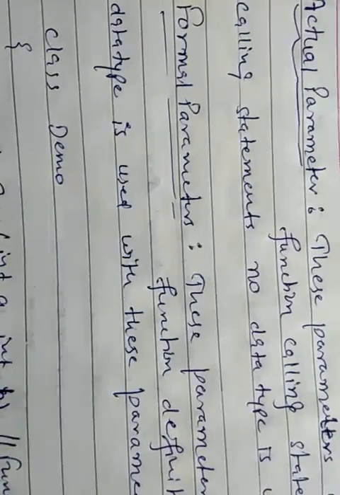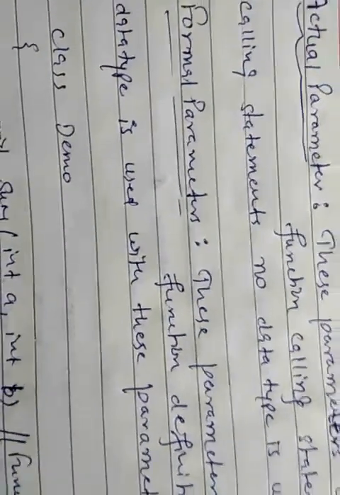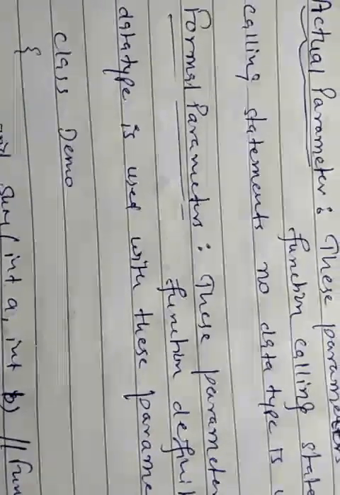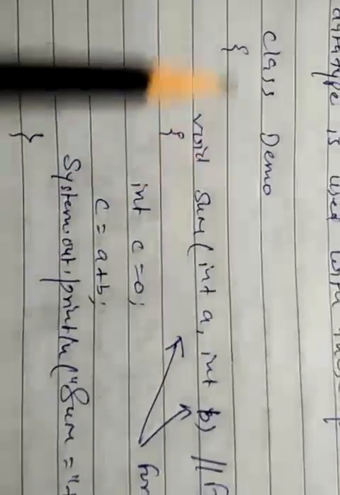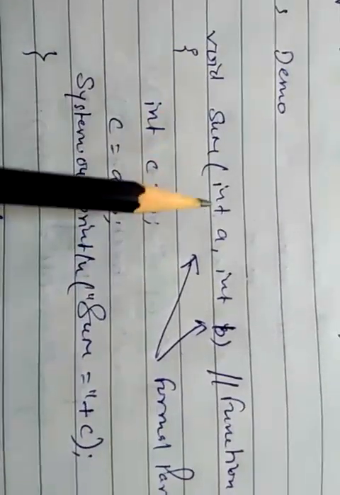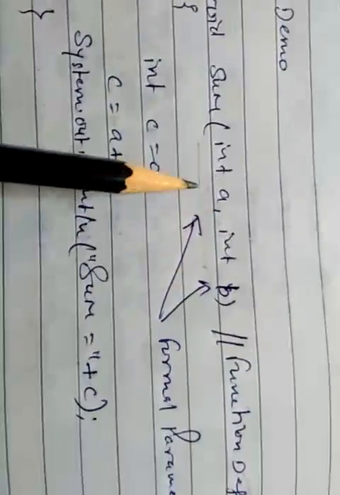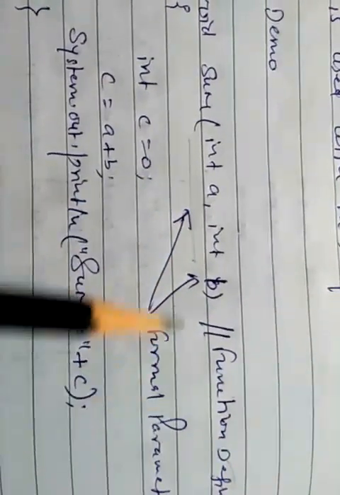And next are formal parameters. The parameters which are used in a function definition are called formal parameters, and with these parameters data types are used. Let's take an example. Here this is the class demo and this is the function definition of the sum function. So void sum(int a, int b), these are the parameters with a data type used in the function definition. So these are called formal parameters.